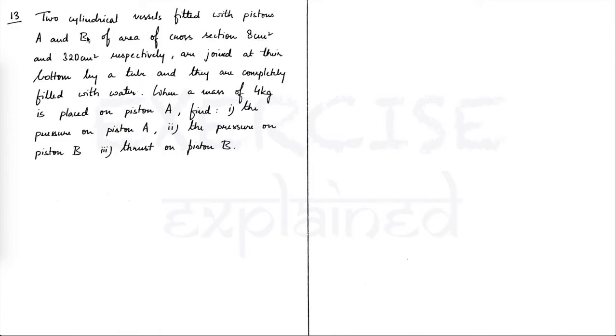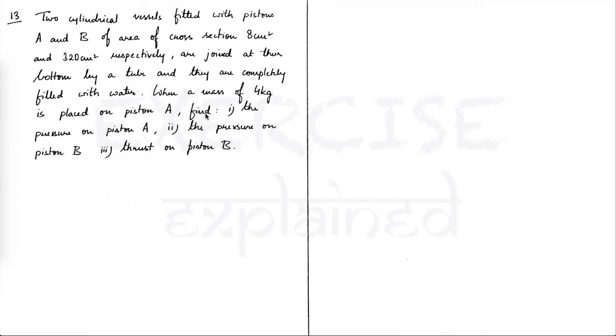The larger one, that is B, has an area of cross section of 320 centimeter square. Both are joined at their bottom by a tube and they are completely filled with water. When a mass of 4 kg is placed on piston A, so that means 4 kg is placed on the smaller piston, find the pressure on piston A.